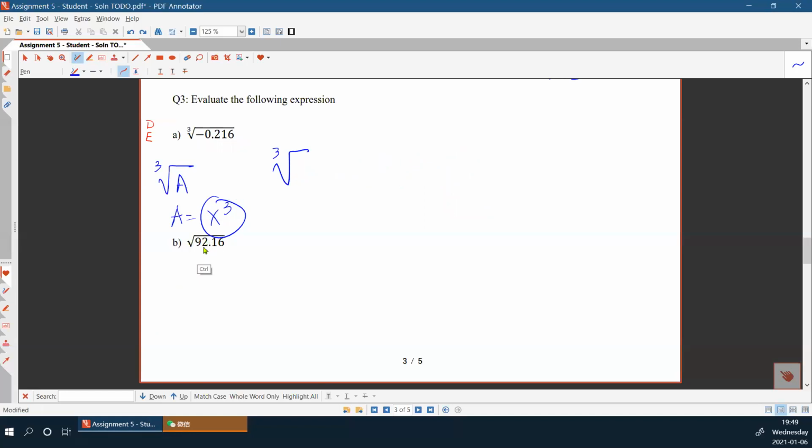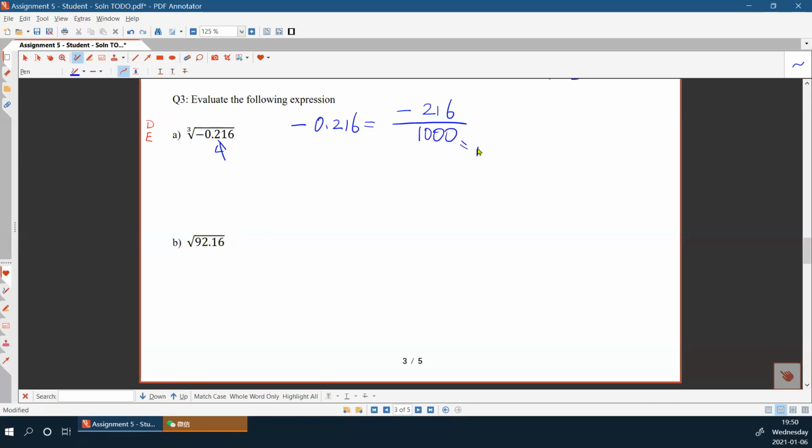So let's have a look at how we can convert this decimal number to an integer. Okay, minus 0.216 is actually minus 216 over how many? 100. No wait, 1000, which happens to be 10 to the third power, right? So we have a third power here.